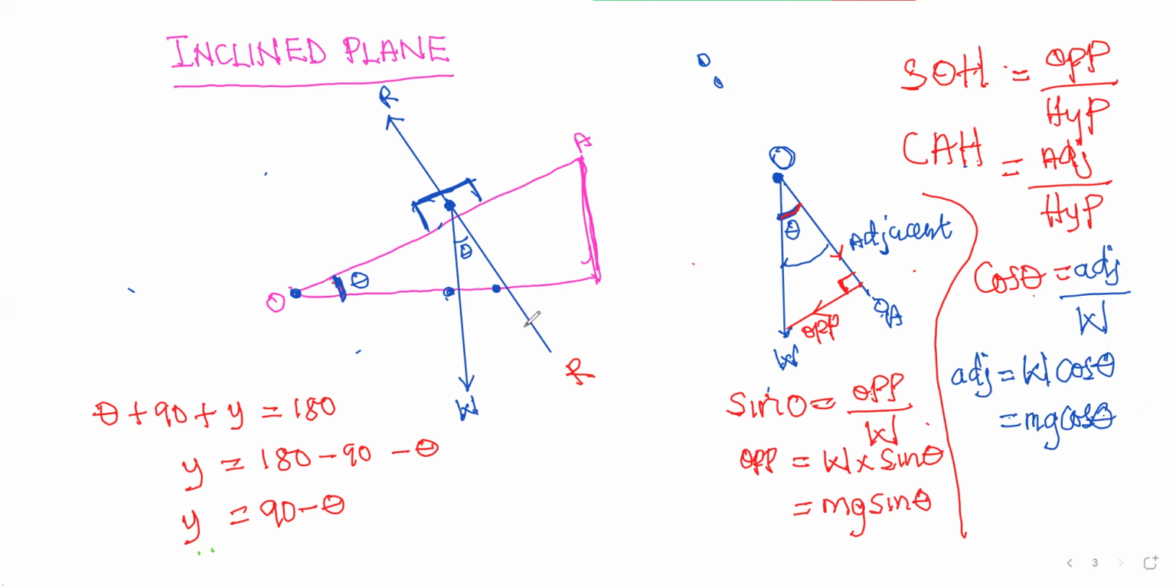What it means is that on an inclined plane, when the weight tilts at an angle, we have a component of the weight which is perpendicular to the adjacent. So this component is the opposite. The opposite is equal to mg sine theta. Then we have the adjacent. The adjacent is mg cos theta.